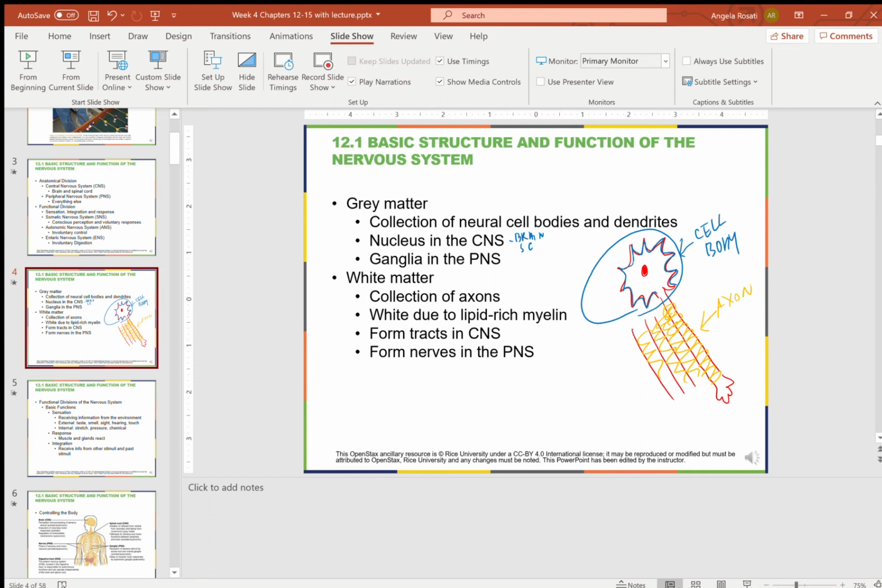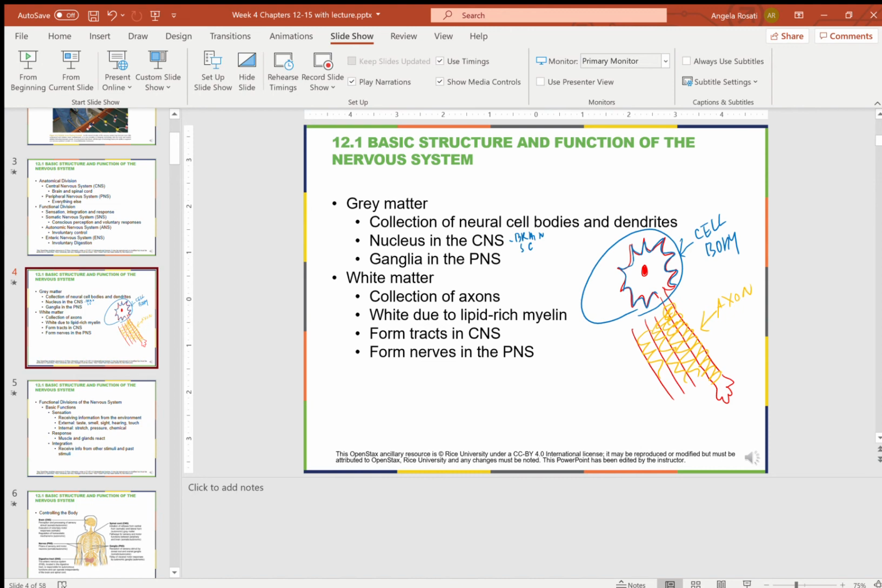And if we're talking about the peripheral nervous system, a bunch of these cell bodies together is called a ganglion. You'll see that when we get to the sympathetic and parasympathetic nervous system. And then white matter is just a collection of all of the axons of those cells. Because they're covered in myelin, they turn white. They're literally white, and these are collections of axons connected to those same cell bodies.